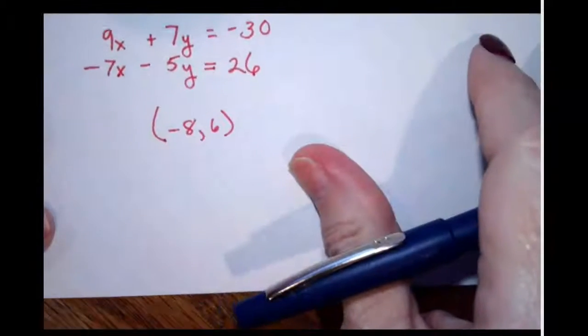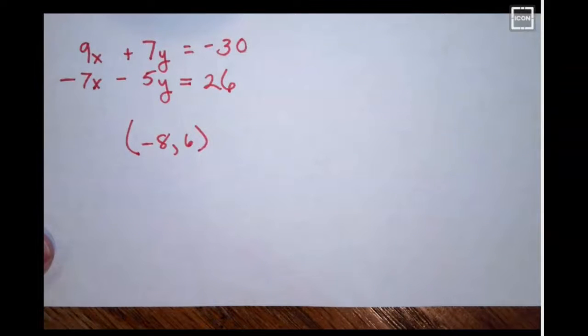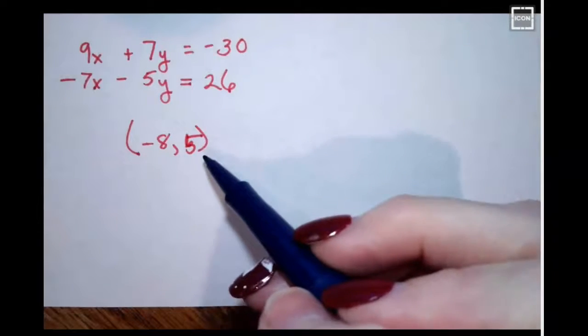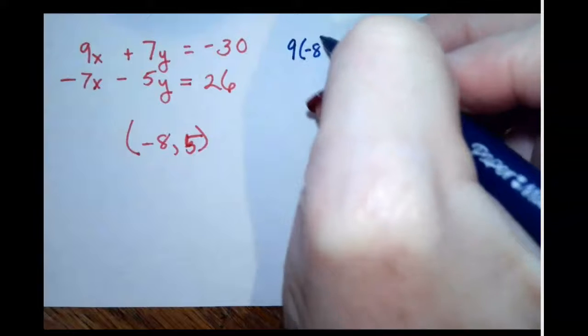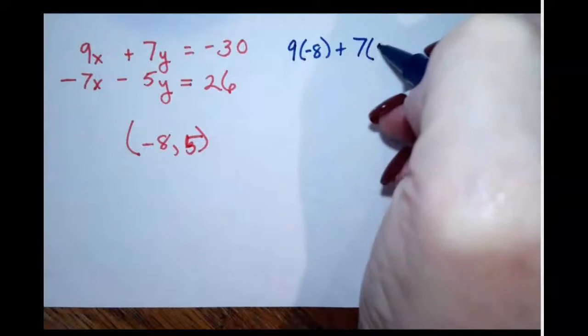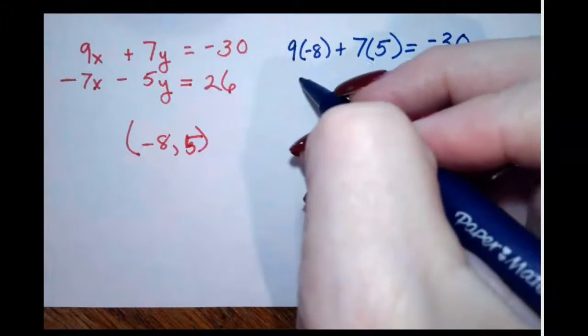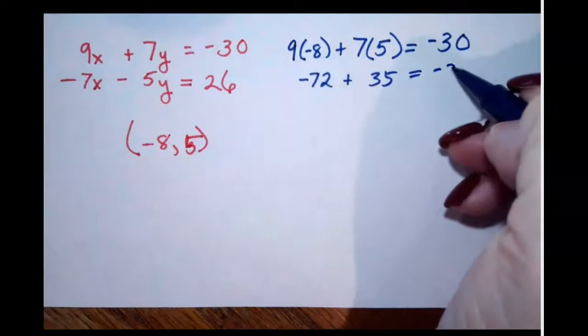All right? So in this one, we're going to do something a little different. We're going to see what happens if we use something we know is not the right answer. We know 6 is the right answer. Let's see what happens when you use something that is not the right answer. All right, so here we go. 9 times negative 8 plus 7 times 5 is negative 30. So 9 times negative 8, that's negative 72 plus 35 is equal to negative 30.